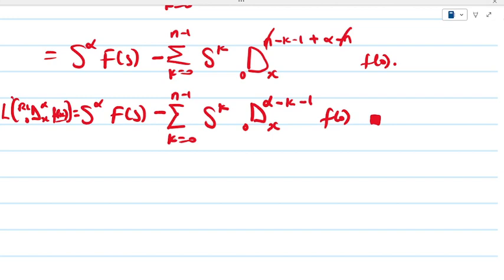So that is the solution for the Riemann-Liouville derivative. In our next video, we'll be considering the fractional Laplace transform for the Caputo fractional derivative.